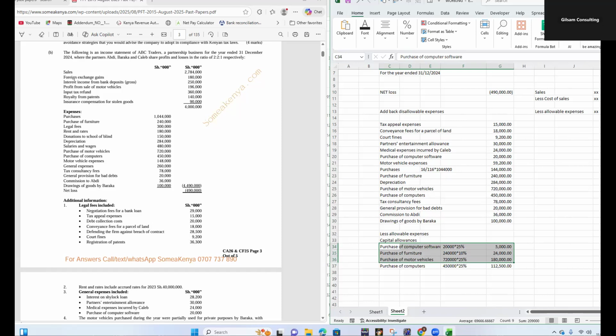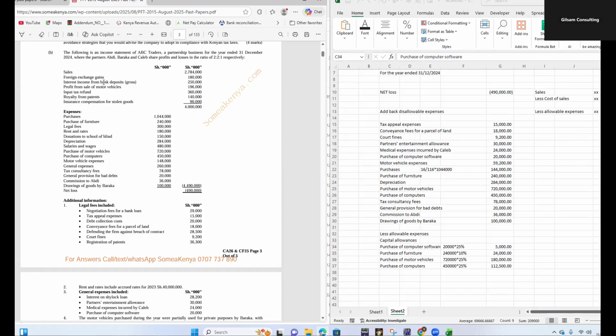Is the foreign exchange gain allowable or disallowable? Like this examiner is more open, so he's giving you a chance to go with your assumption. Foreign exchange gain realized is allowable, unrealized is not allowable. So if you leave it, then the examiner will know that you assume it is realized. So we will leave that one.